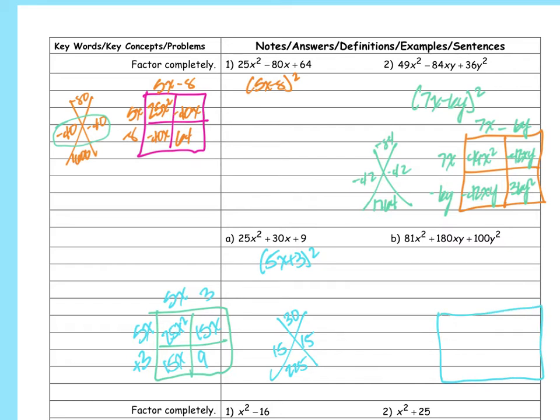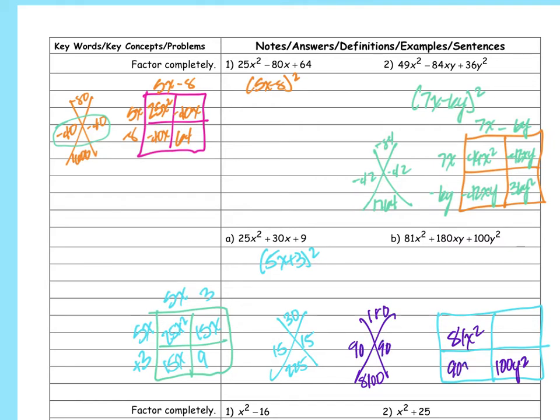and make a little bigger square because there's bigger numbers here. I've got 81x squared, 100y squared, and I need two numbers that add to be 180 and multiply to be 8100. Whew, so that should be 90 and 90.